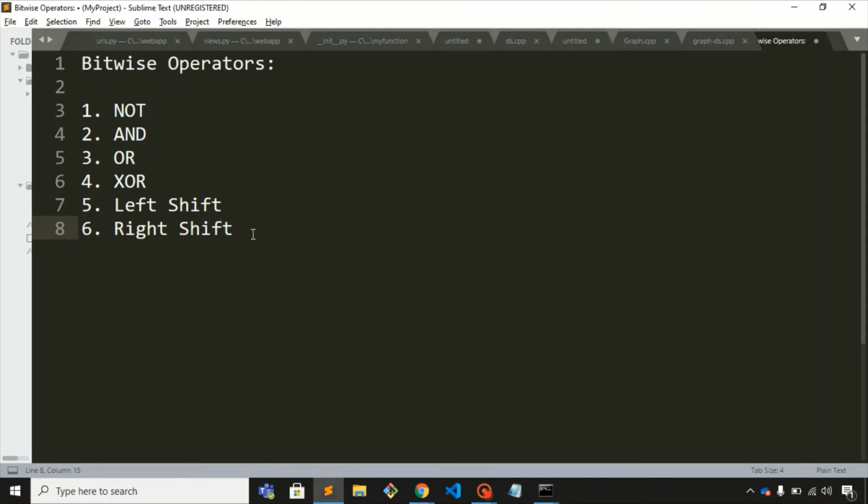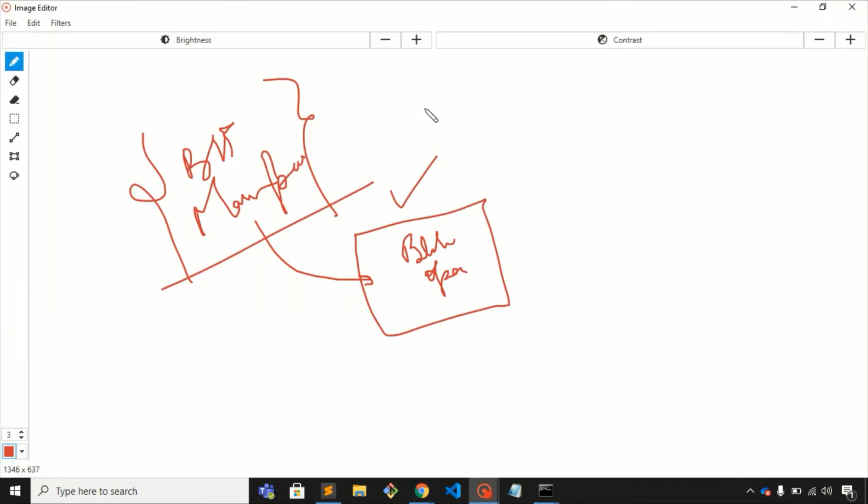So let's discuss bitwise NOT. The NOT operator converts 1 to 0 and 0 to 1. Let's say we have the number 5, and the binary of 5 is 101, because 1 into 2 to the power 0 is 1, then 0 into 2 to the power 1 is 0, and 1 into 2 to the power 2 is 4. So 4 plus 0 plus 1 is 5.